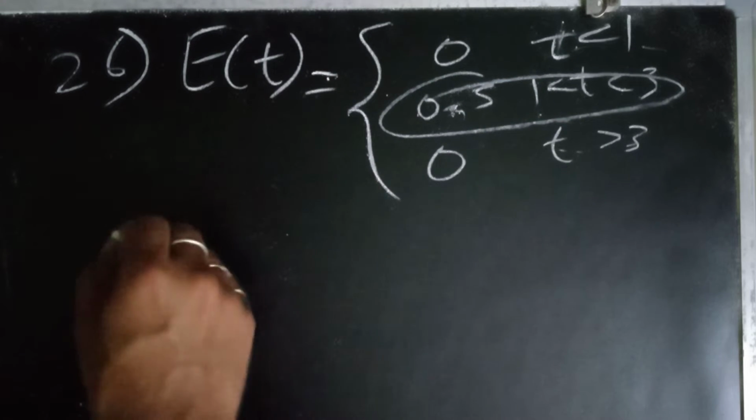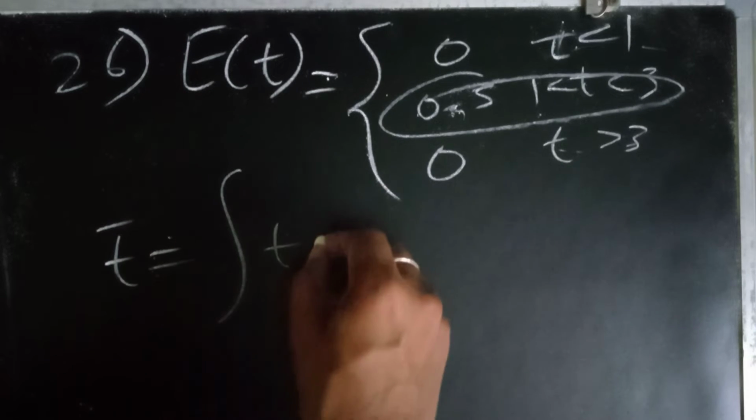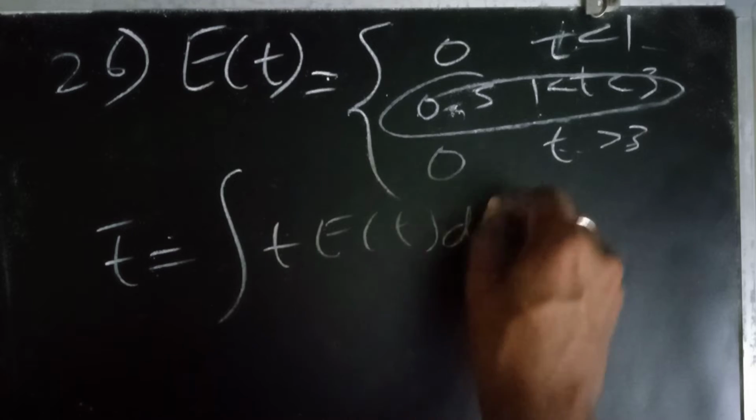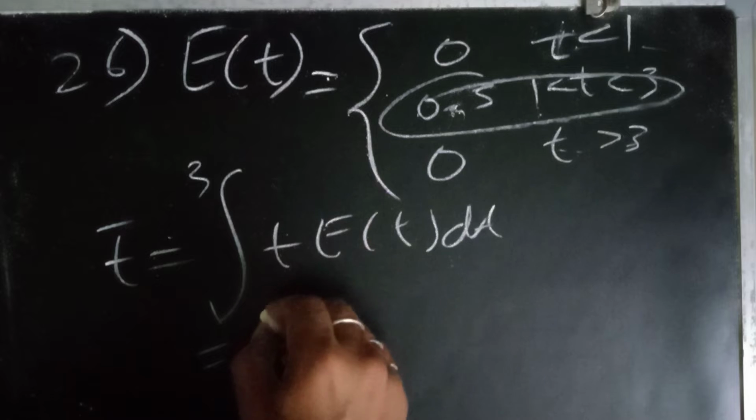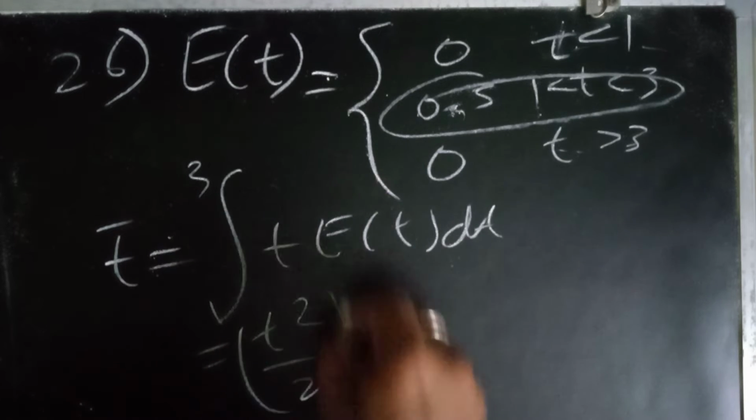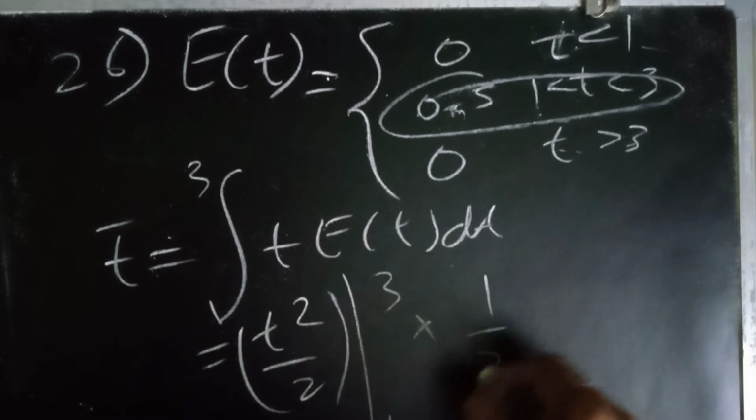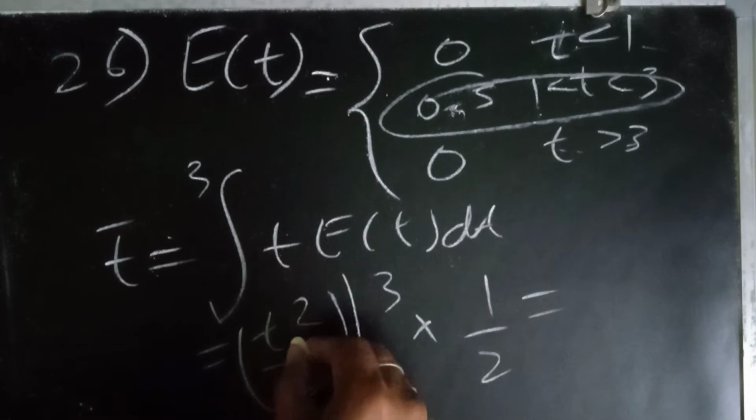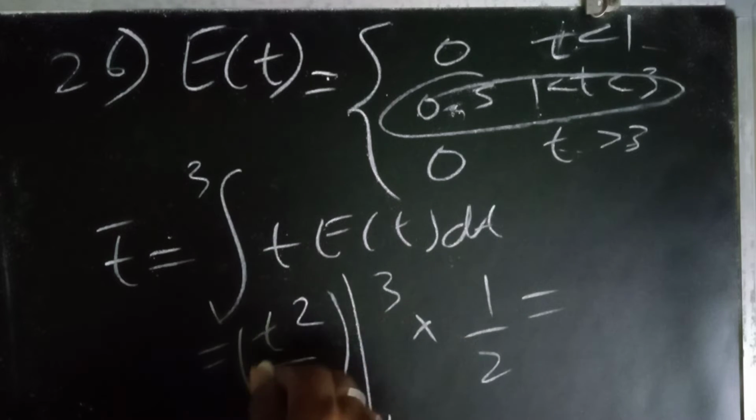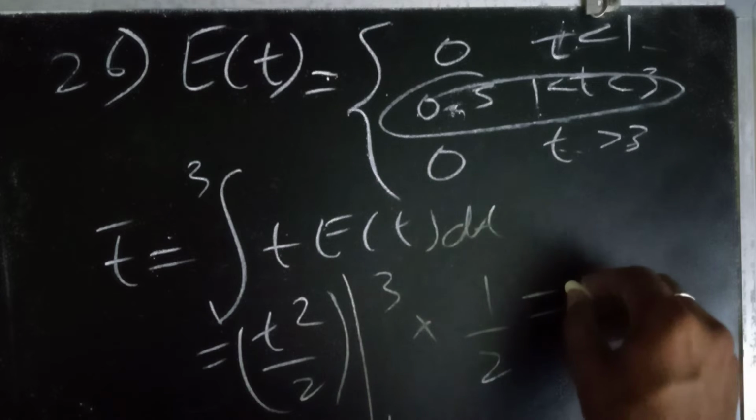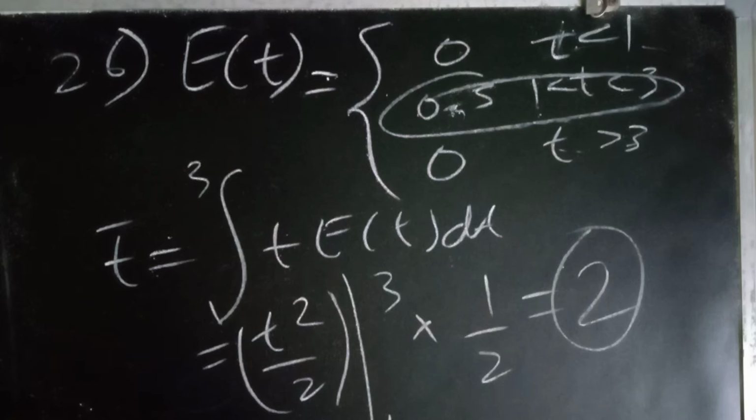So what we have to find is the mean residence time, which will be the integration of t E(t) dt, and just integrate because these are 0, so 1, 2, 3, and this will be t square by 2, from 1 to 3, into E(t) which is 0.5. This would come up as 3 square is 9, 9 minus 1 is 8, 8 by 2 is 4, 4 into half is 2. That is the mean residence time.